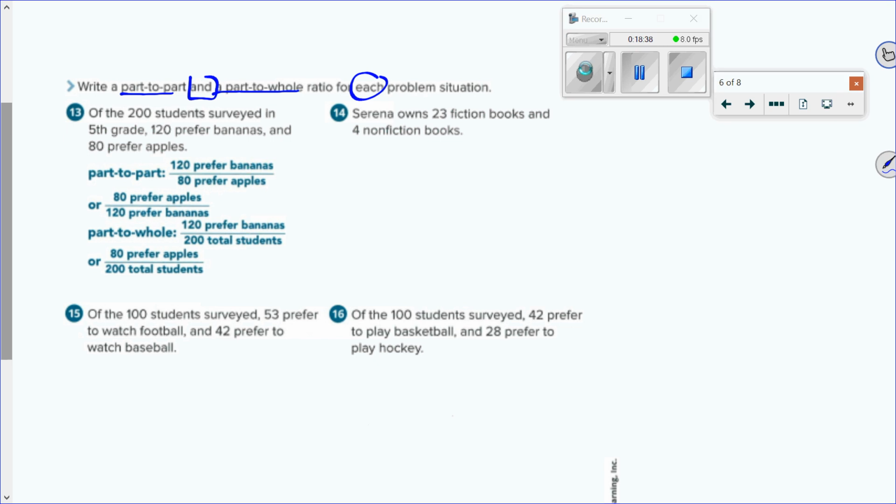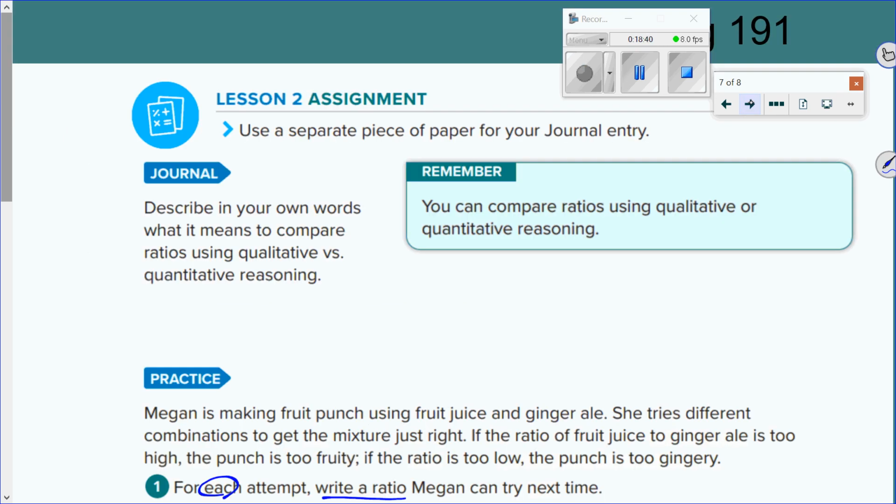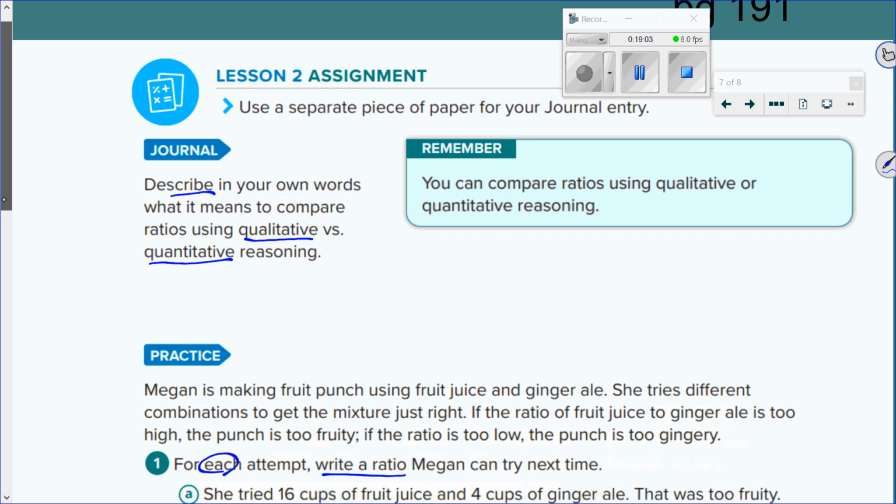Okay, let's go ahead and really quickly, before we go over that piece, go to page 191. This is your homework, 191 and 192. Let's hit the highlights. For your journal entry, describe qualitative versus quantitative. If you've forgotten the definitions, they're in your book. We put those up with highlighters a couple days ago.